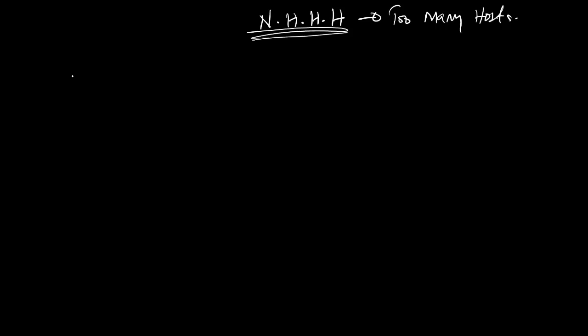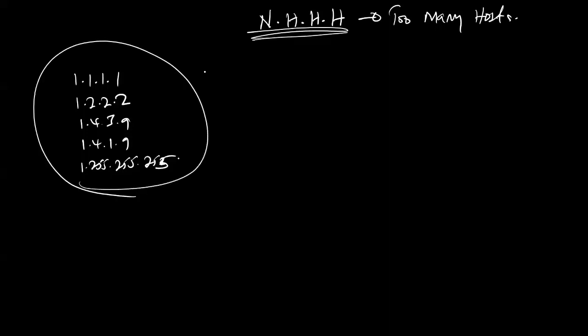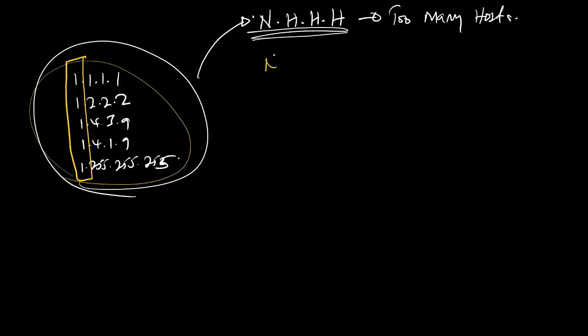For example, we could have IP addresses like 1.1.1.1, 1.2.2.2, 1.4.3.9, 1.4.1.9, 1.255.255.255. You see all these IP addresses? If they are in this format, they are all on the same network, as you can see. Can anyone see that? Yes, John.